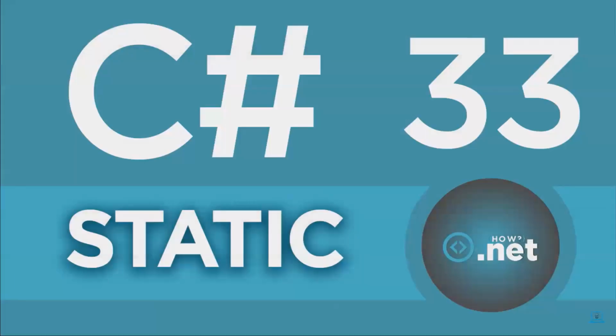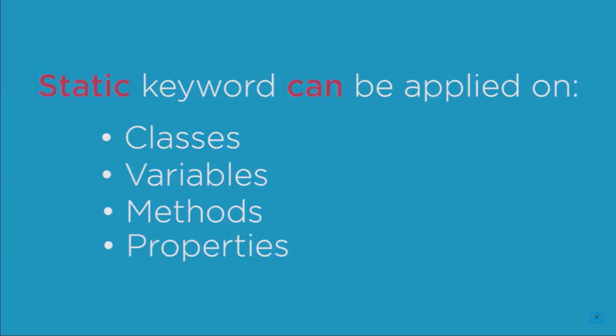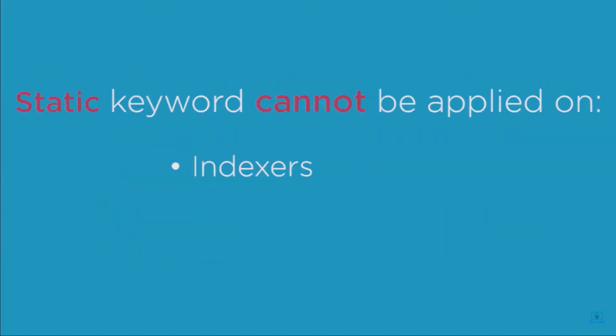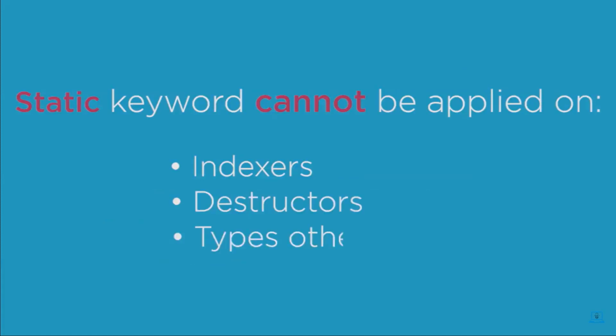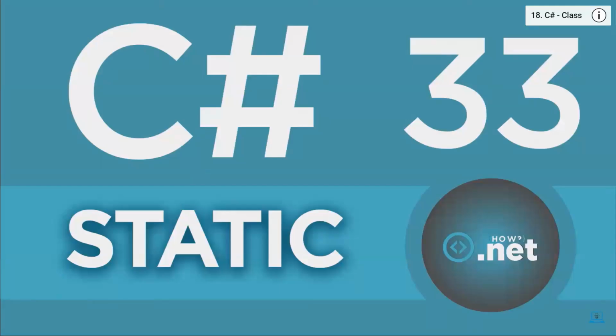C# includes the static keyword, and this keyword can be applied on classes, variables, methods, properties, operators, events, and constructors. However, it cannot be used with indexers, destructors, or types other than classes. When using the static keyword, it means that the class cannot be initialized using the new keyword. So the properties, the variables, the methods, etc. can be accessed directly by using the class name instead of creating a new object.